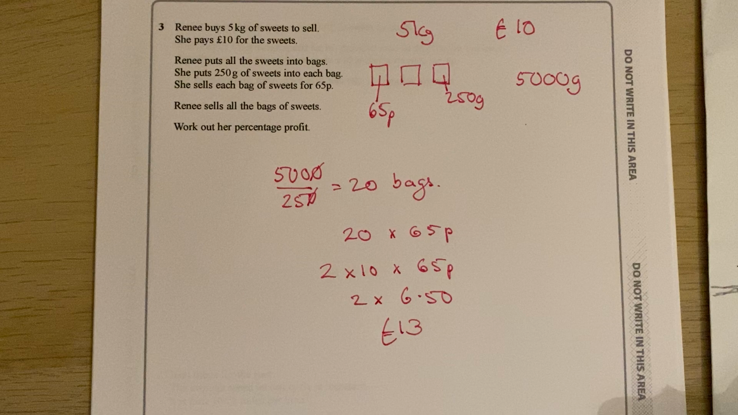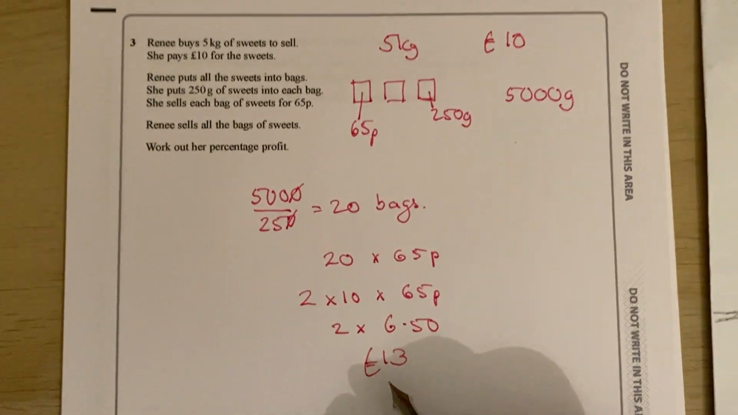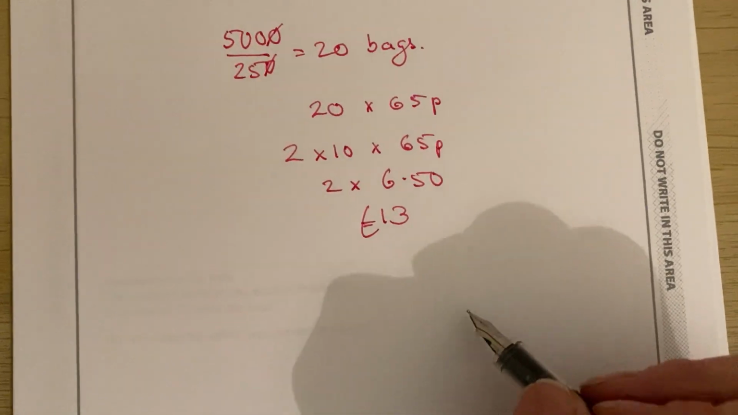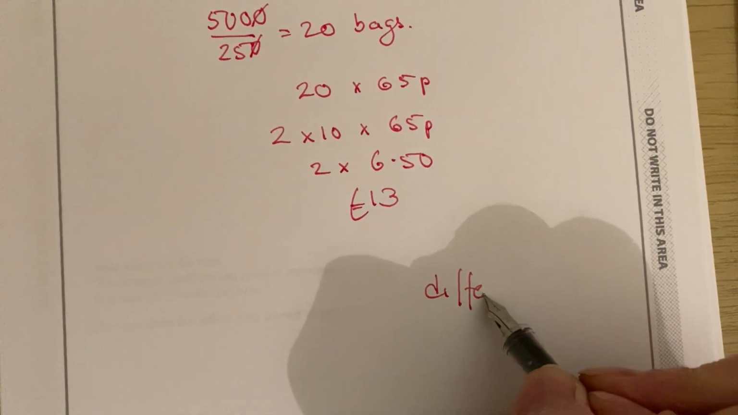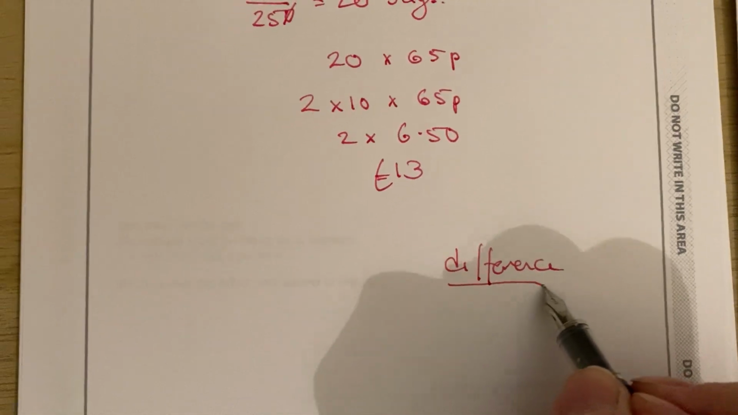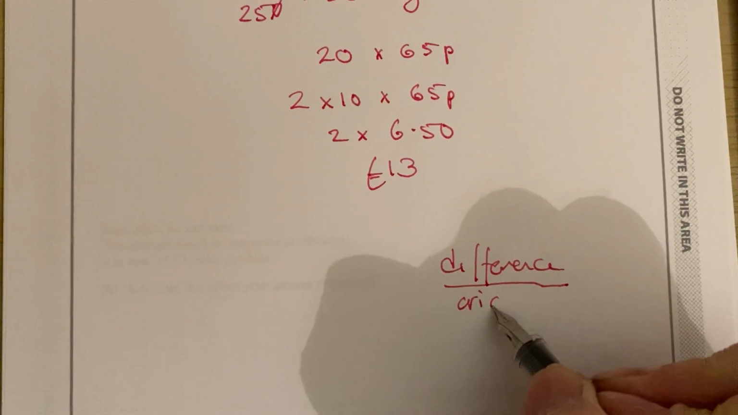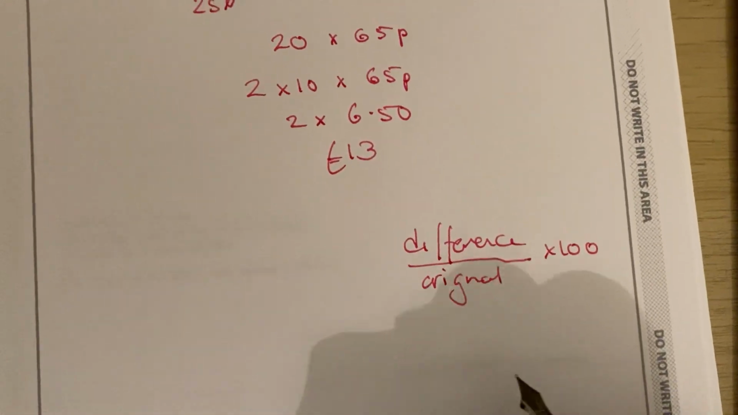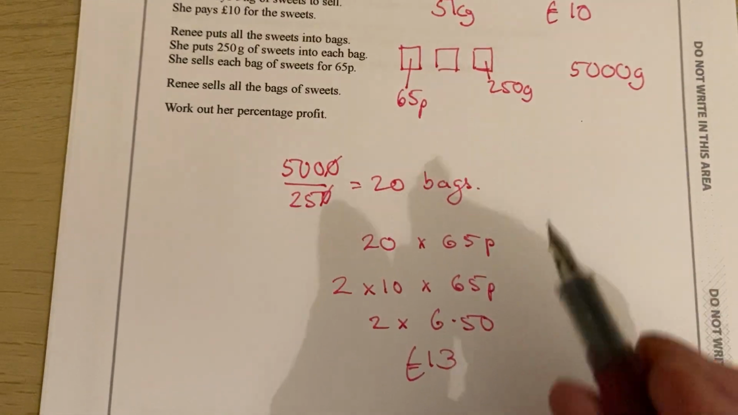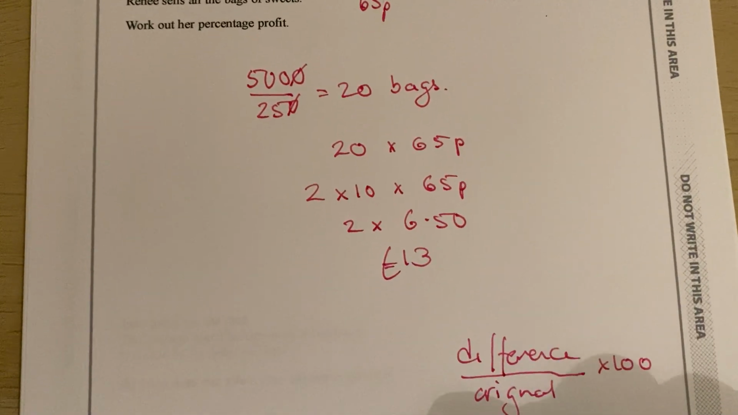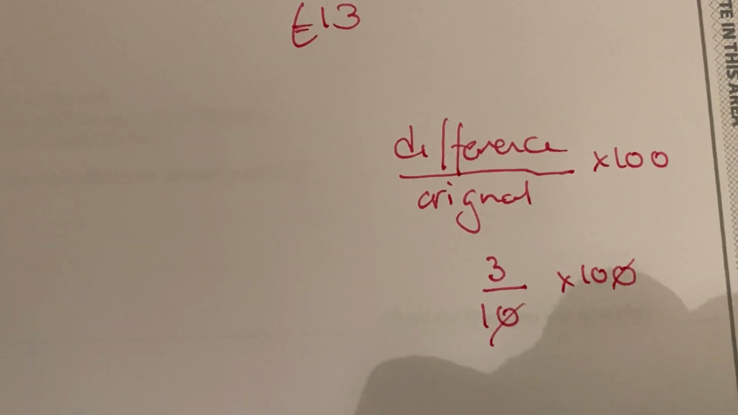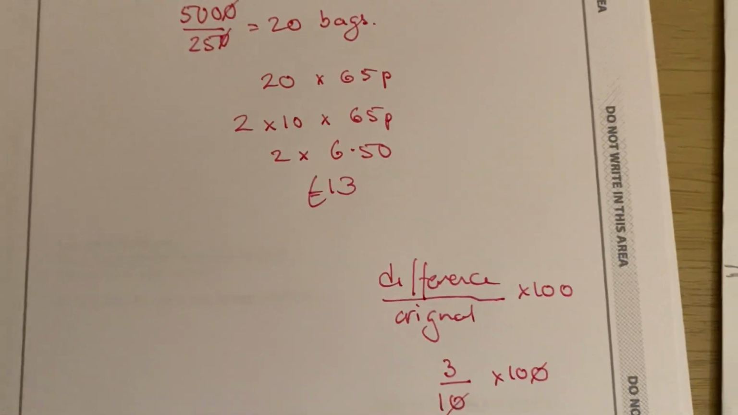And that's really handy. So that's £13 left over, and it's £10 it cost me. And percentage profit is the difference over the original. So again, you need to remember this, times 100. So the difference is 3 over the original, which was £10, times 100. And as you can see here, that cancels that, so it's 30%. 30%, really good.